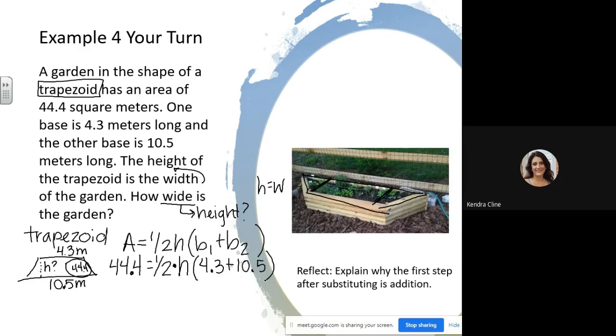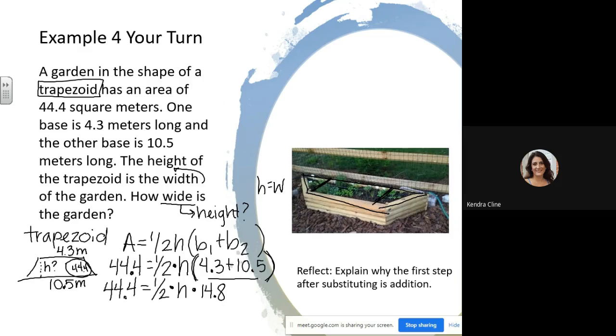Okay, my goal when I'm solving an equation is to get h by itself. I need to use order of operations and clean this up a little bit. So I'm going to solve what's in the parentheses. I've got 4.3 plus 10.5 is going to be 14 and 8/10. These parentheses indicate I'm multiplying, so I'm going to put a dot, bring down my h. I'm multiplying the half, bring down my equal sign, and I have 44.4 equals, and I'm bringing that down.